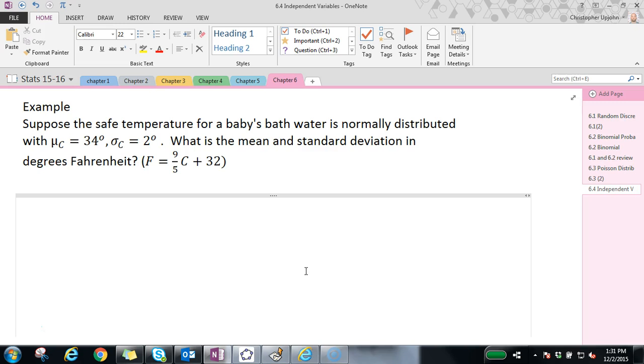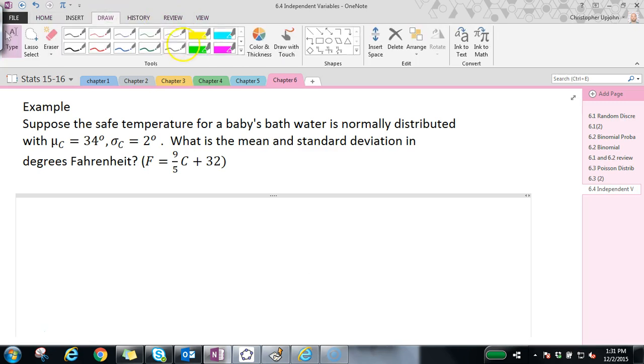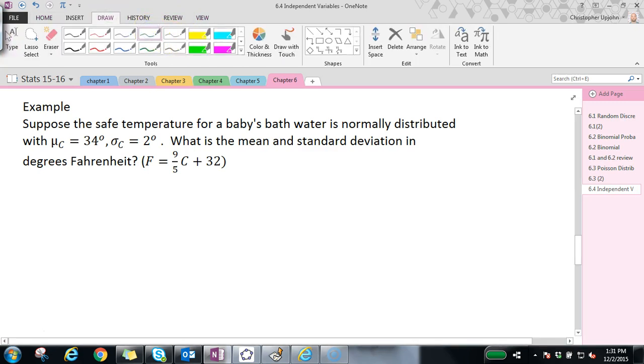This is America. We don't care about Celsius. We want to know Fahrenheit. And we want to have safe babies. We don't want to burn our babies. At least I don't. So we're going to go with that.